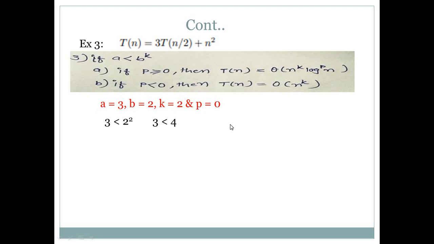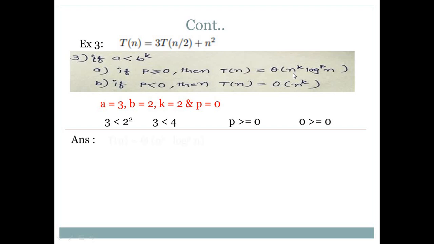So in case number 3, again two conditions are there. First one is if p is greater than or equal to 0, then our answer will be n raised to k log power p n. And if our p is less than 0, then the solution will be n raised to k. So here our value of p, 0, is greater than or equal to 0, meaning our first condition is true. So we can apply this portion as the answer.